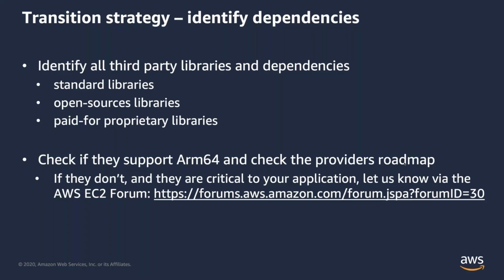Most of the open source libraries are already available for ARM64. Sometimes they will need to be compiled specifically for the architecture. And if they aren't available, be it the proprietary ones or open source ones, and they're critical to your application, please let us know. We are carefully monitoring the AWS EC2 forum, for which there is a link here. Please submit your request on that forum, and we will answer you and ensure that those libraries are ported as fast as possible to the ARM64 architecture.